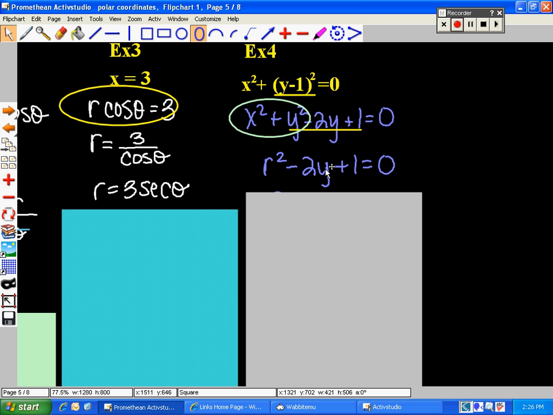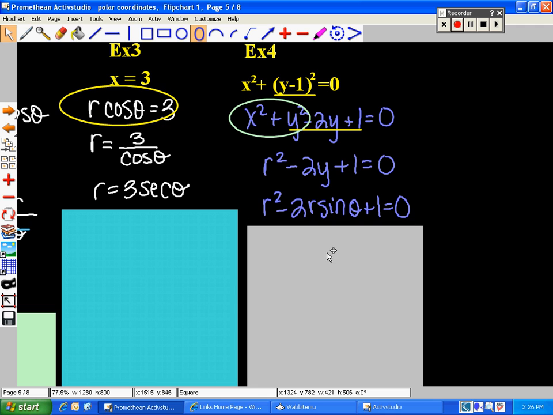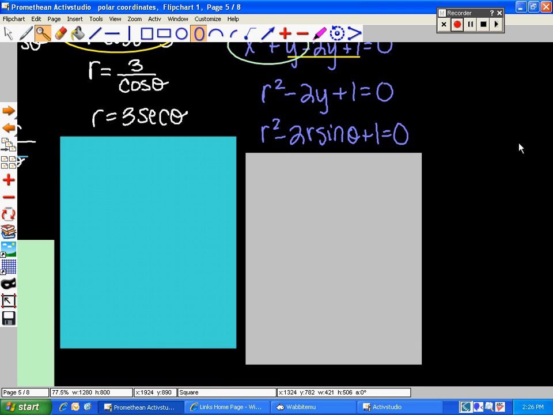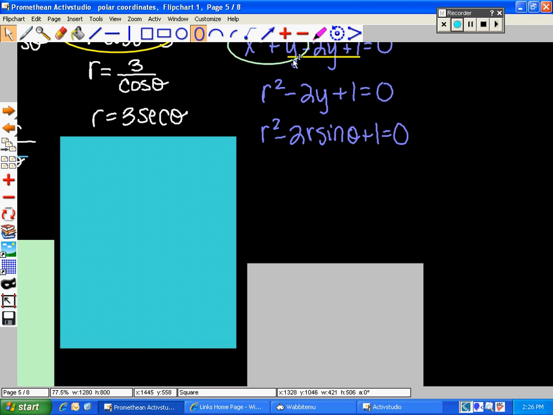But we need to be just in polar or just in rectangular, so we need to do something further with this y. Well, we know y is equal to r sine theta. So I'm going to plug that in. Just like that. And I would accept that answer, just like that.